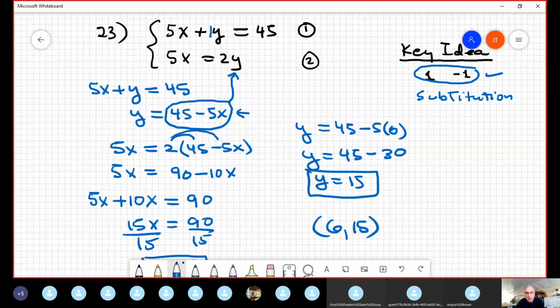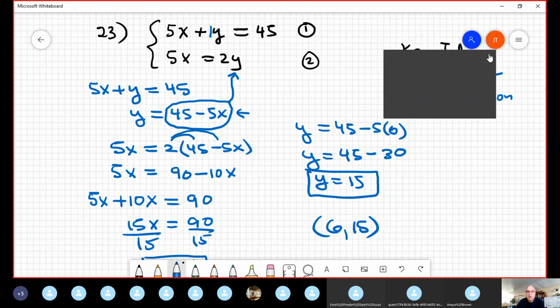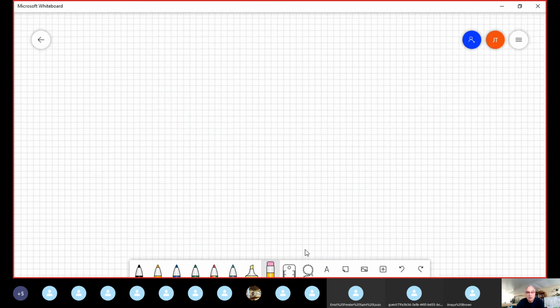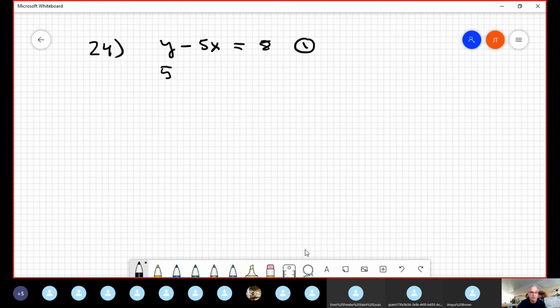We come back to the whiteboard. I want to erase everything. Okay, whiteboard. Good. 24 now. 24 is y minus 5x equals 8. This is my first equation. My second is 5y minus x equals 4.